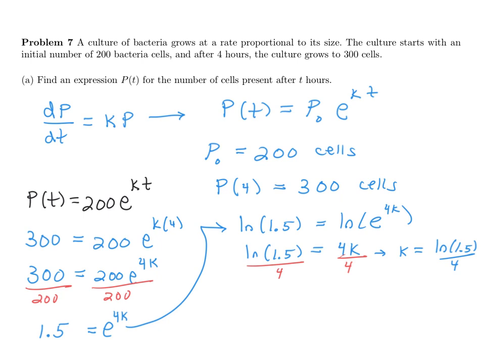We have everything that we need to define our equation. What is P of t? It is equal to 200, the number of cells that we start with, times e to the power of, and I'll leave it exact, the natural log of 1.5 over 4 times t. I'll note that t is definitely in hours. This is the number of bacteria cells, and this thing is the proportionality constant.